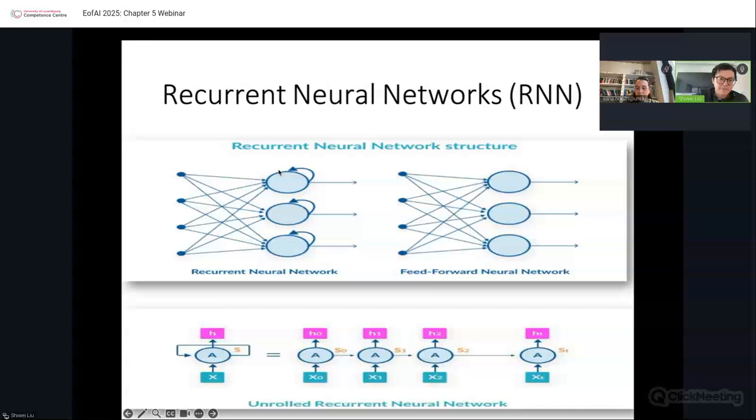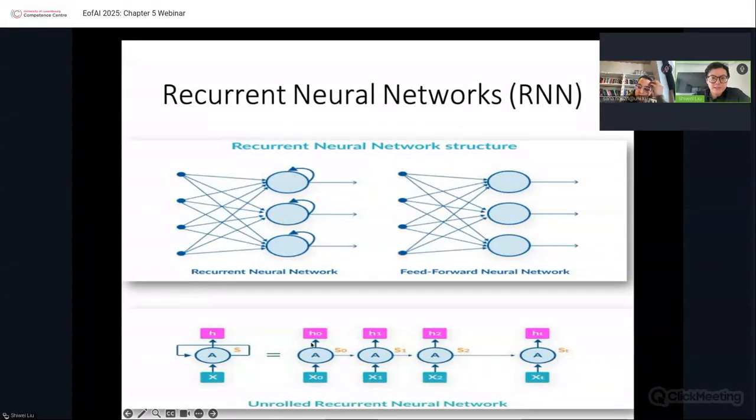So instead of feeding your output directly to your next layer, you feed different time steps of your data recursively into the same layer. As this diagram shows, the output of this layer will become the input of this layer. So you recursively feed your data into the same layer. Then you feed the output to the next layer.